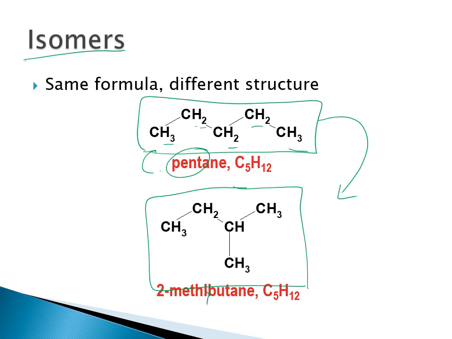2-methyl butane. And again, look at the formula. The formula is the same. That's what we mean by isomer, but it's a different way of building it. So we got to give it a different name as well.